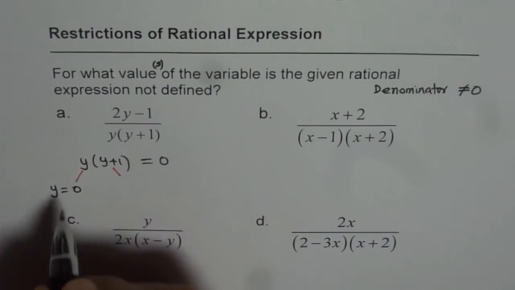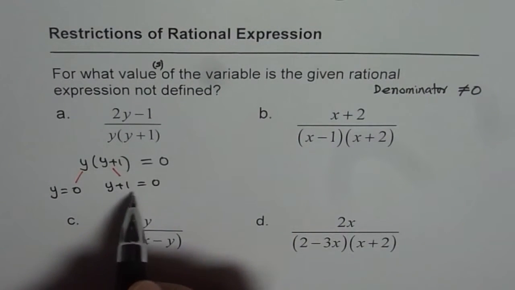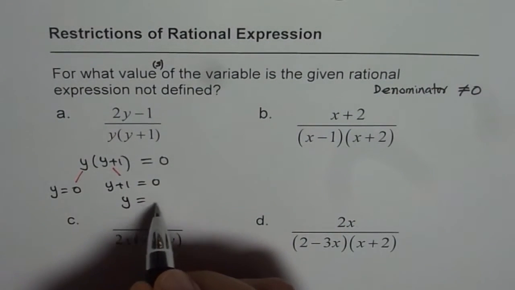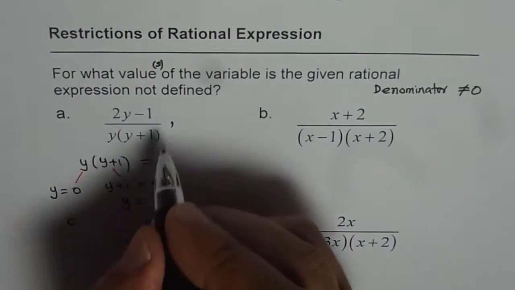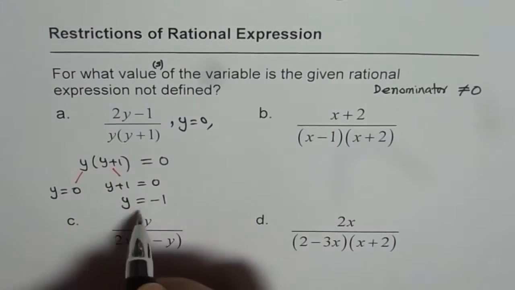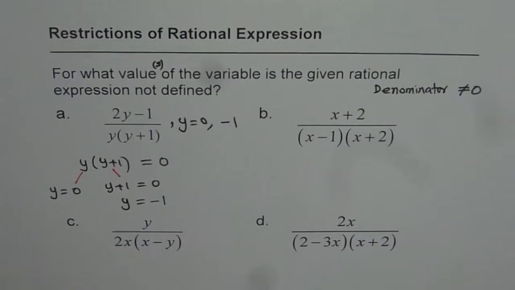So there are two possibilities. Either y equals 0 or y plus 1 equals 0. Now this y plus 1 equals 0 gives you the answer y equals minus 1. So our answer is y equals 0 or minus 1. These are the two values of y which this rational expression cannot have. So that is the concept. Now I'd like you to copy these questions and answer them.